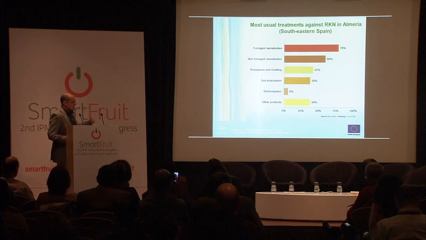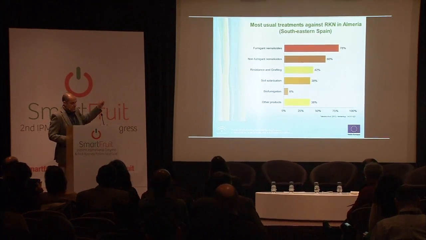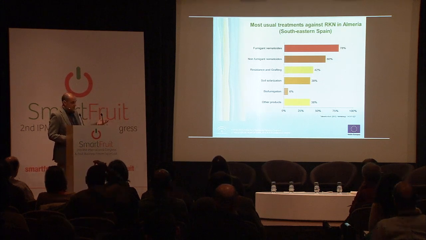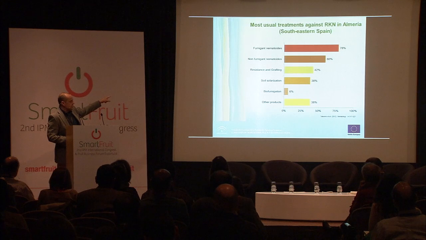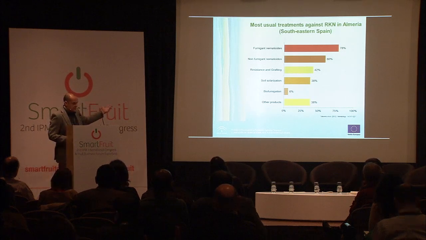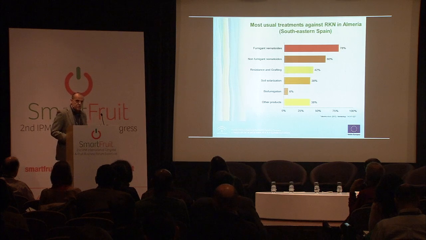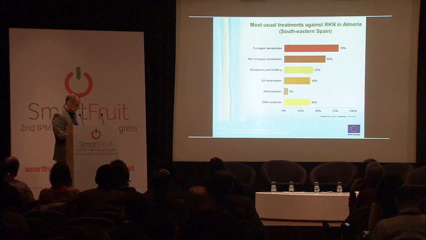Now, what do the agricultural technicians do about these issues? This is a survey conducted in 2012, and at that time there was still 78% of the agricultural technicians that used fumigant nematicides when they had problems with nematodes. 60% used non-fumigant nematicides, and of course this doesn't add up to 100% because very often they applied various methods. Resistance and grafting 42%, soil solarization 38%, biofumigation only 6%, and other products: biostimulants, mycorrhizae, plant extracts, and so on. There are many, many other products which are found on the market that quickly disappear, used by 38%.